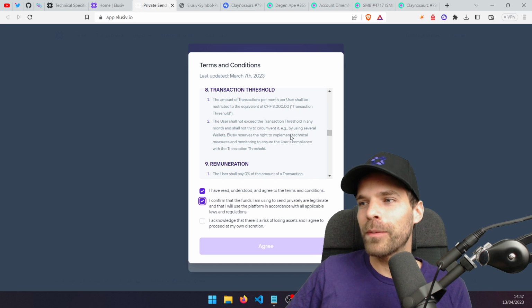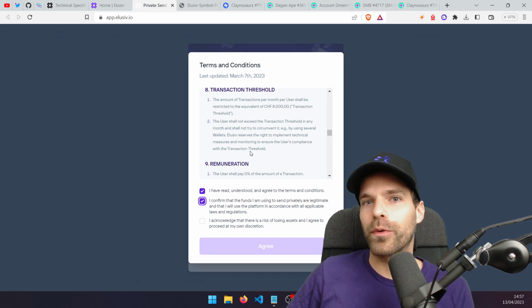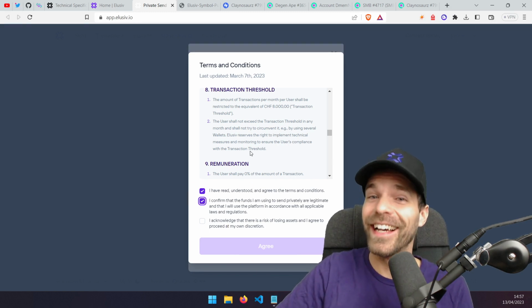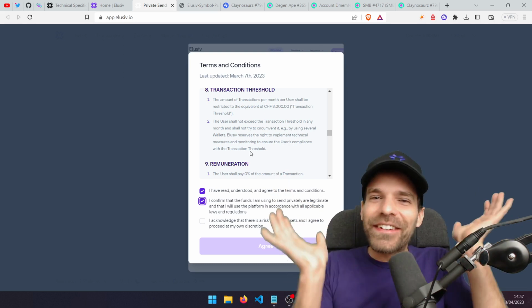Elusiv reserves the right to implement technical measures for monitoring to ensure users' compliance. So they probably track IP addresses or something like that. They might. Privacy, I mean, it's always a trade-off, right?